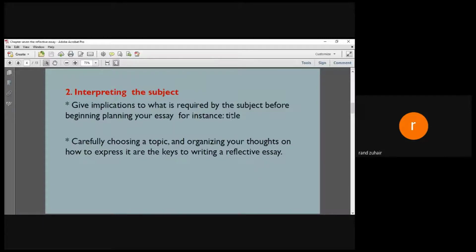For instance, the title. The title has so many interpretations. So the writer is going to know the exact interpretation, which is one. Then he's going to write about this one interpretation, not more than one.